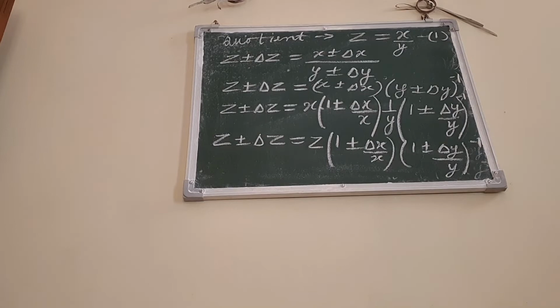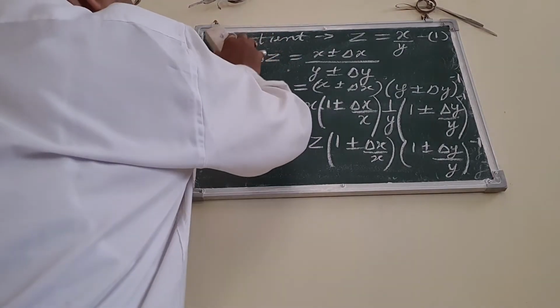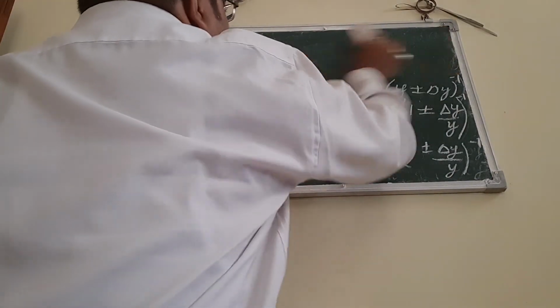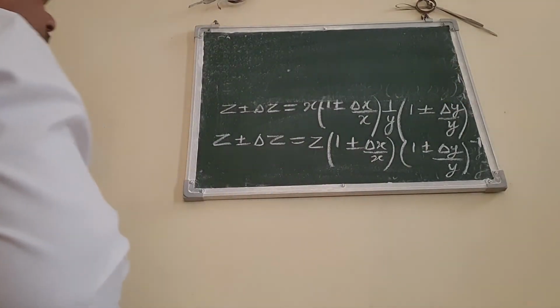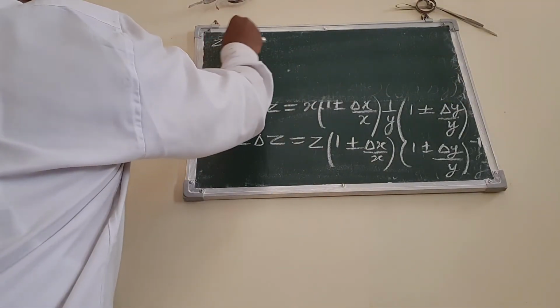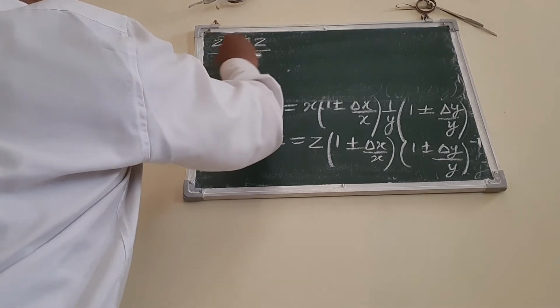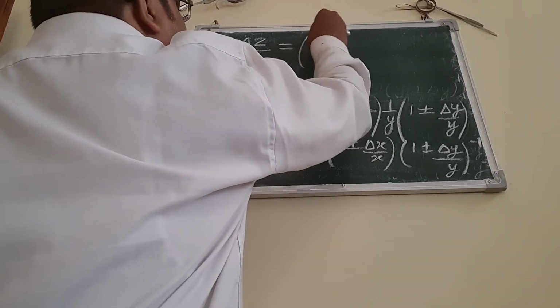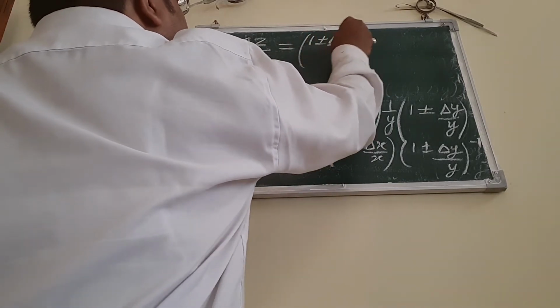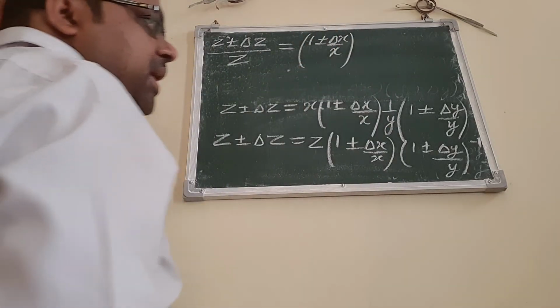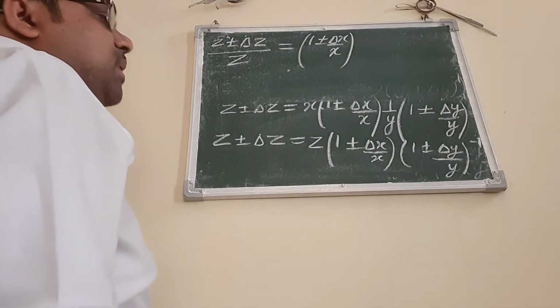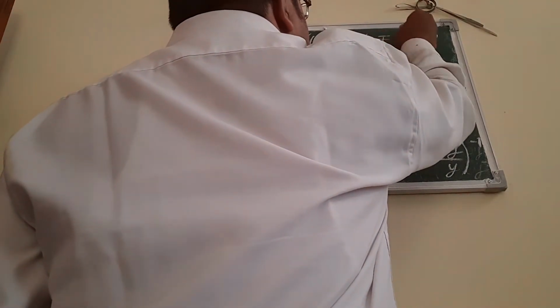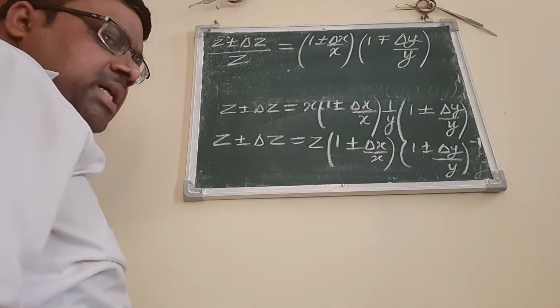So now this is the expression. I am rubbing the top expressions to continue. So it will become z plus minus delta z, dividing it by z, is equal to, and here we are applying the binomial theorem in the second bracket, and neglecting the higher powers. So it becomes 1 plus minus delta y upon y, and neglecting the higher powers, the expression becomes this.